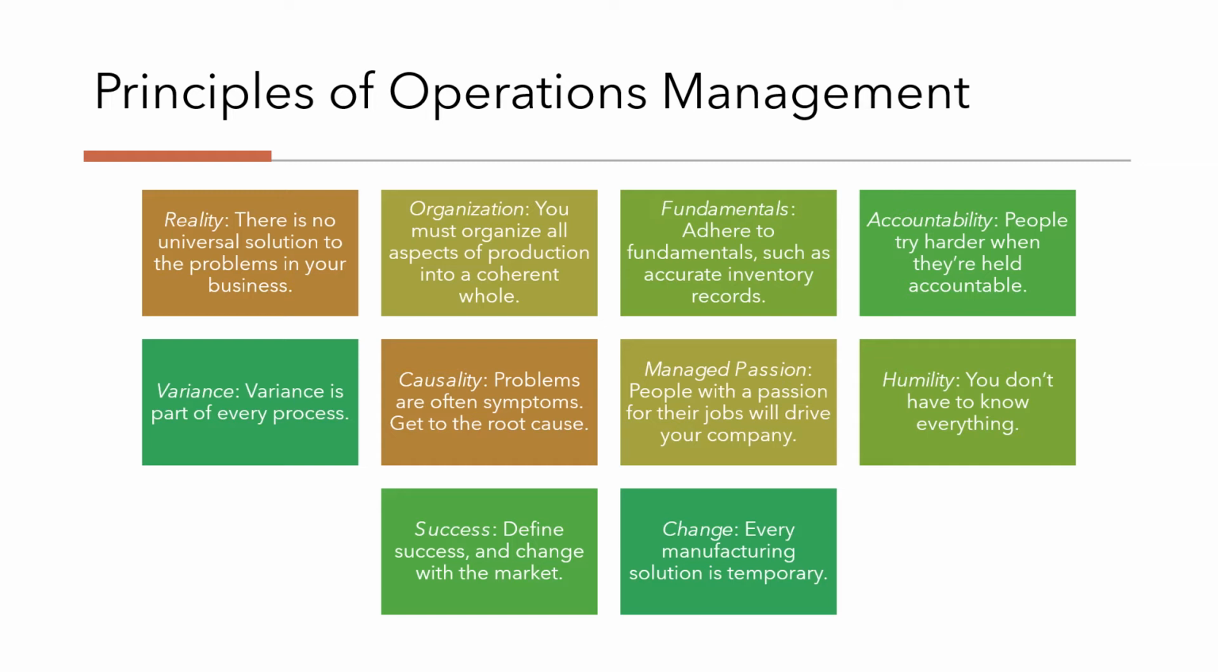5th is the variance. It is a part of every process. 6 is causality. Problems are often symptoms. Get to the root cause. Manage passion. People with a passion for their work will drive your company.